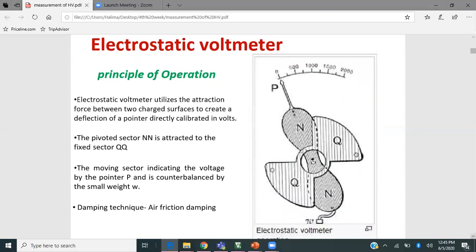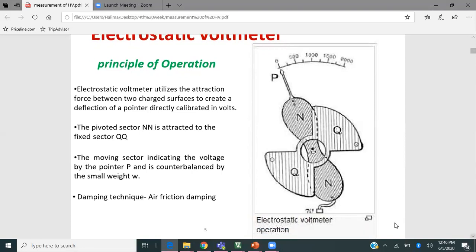The electrostatic voltmeter utilizes the attraction force between two charged surfaces to create a deflection of the pointer, which is calibrated in volts. Here the pivoted moving sector is attracted to the fixed sector. The moving sector indicates the voltage by the pointer P and is counterbalanced by a small weight. The damping technique used is air friction damping.